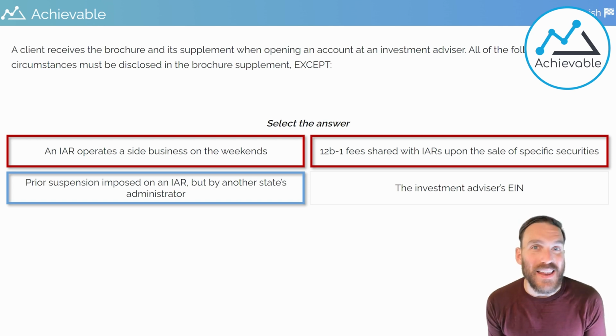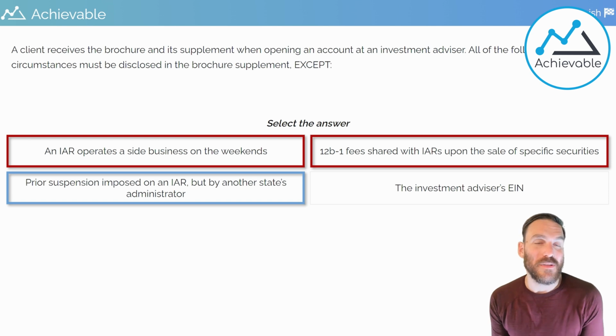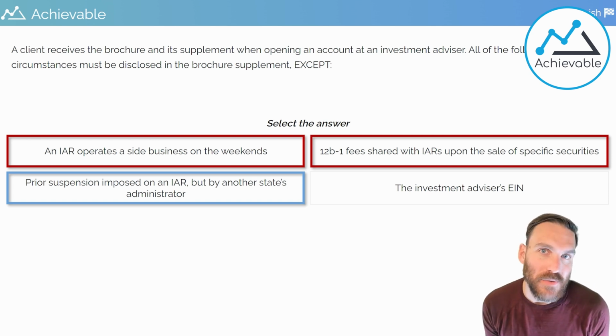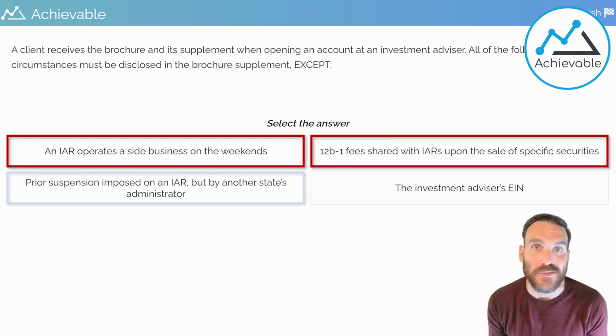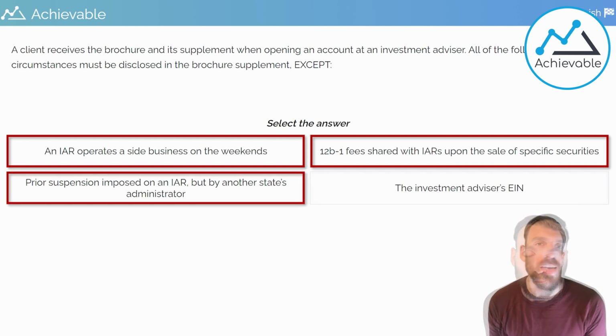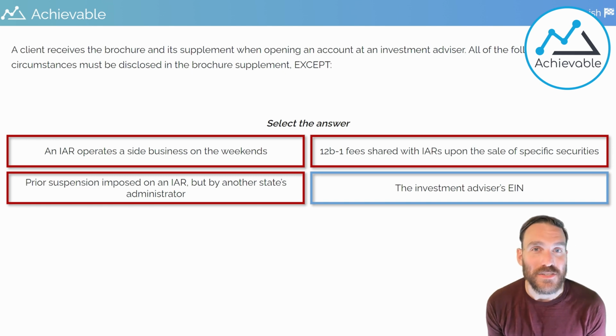On top of that, any type of disciplinary history related to a foreign regulator also typically has to be disclosed in this form as well. So it doesn't matter what type of securities regulator we're talking about. If there's a history of discipline there, we got to disclose it on the brochure supplement. So this is going to be a wrong answer as well. That leaves us with the last answer. This is likely going to be our answer here. Let's just double check and make sure.